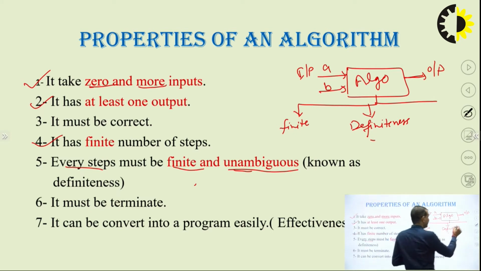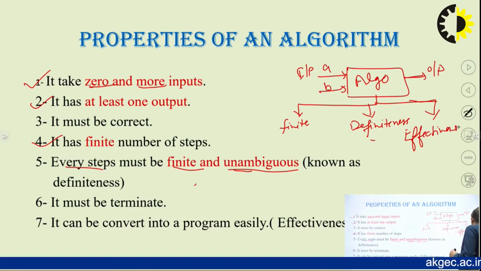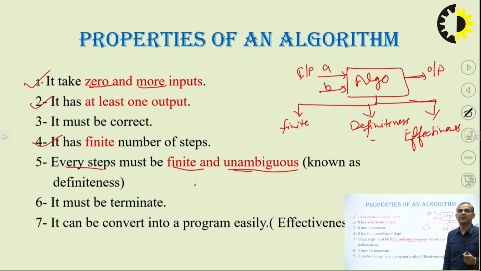Okay, and the last one we can say is effectiveness. What is effectiveness? Effectiveness means when we have to convert this algorithm into a program, it can be easily converted into a program. So this is known as effectiveness.